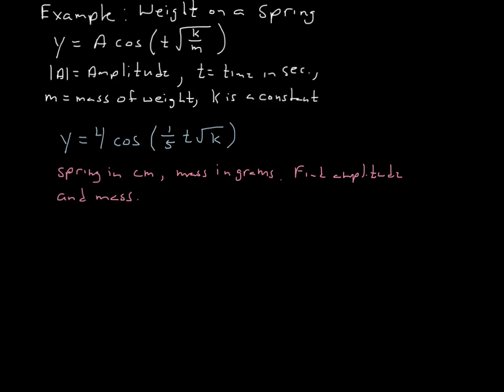Okay. Now what we're going to be given is, in this case, an equation: y equals 4 cosine of 1/5 t times the square root of k. And what they're going to ask us to do is identify the amplitude and the mass of the weight on a spring. Okay, now keep in mind what's happening is that we have a spring attached on top, the weight is on the bottom, and this weight is bouncing.